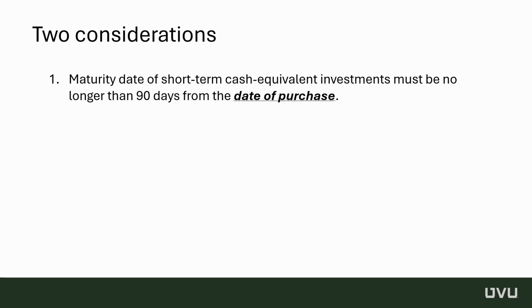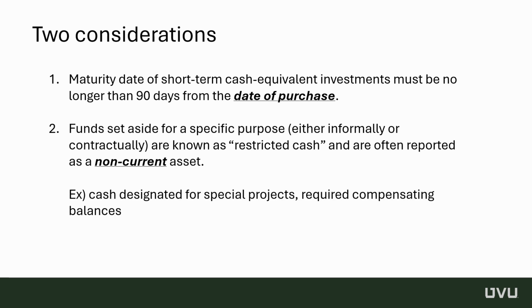But now let's consider a company that buys a bond investment that originally matures in 5 years, even if there are only 60 days left before maturity at the balance sheet date. That's an entirely different scenario. The focus is on the maturity when the company purchased the investment, not just the time remaining at period end. The reason for this is that cash equivalents should reflect funds that management intentionally placed into very short-term, highly liquid instruments. We don't want companies reclassifying long-term investments as cash equivalents simply because they happen to be close to maturity now.